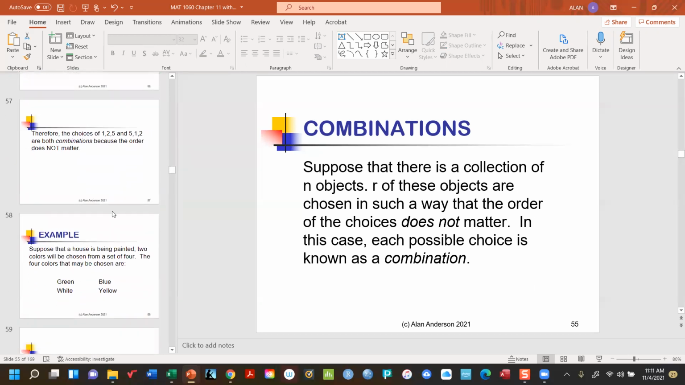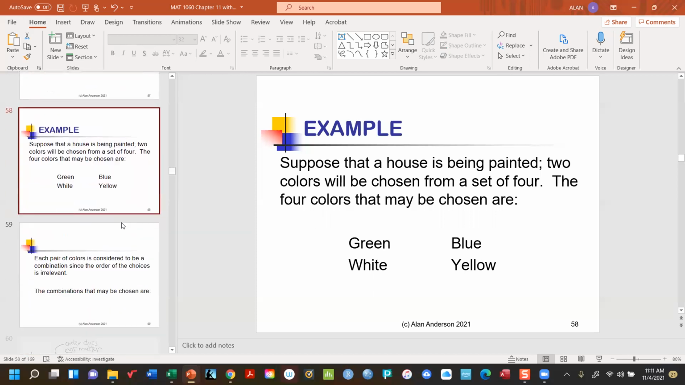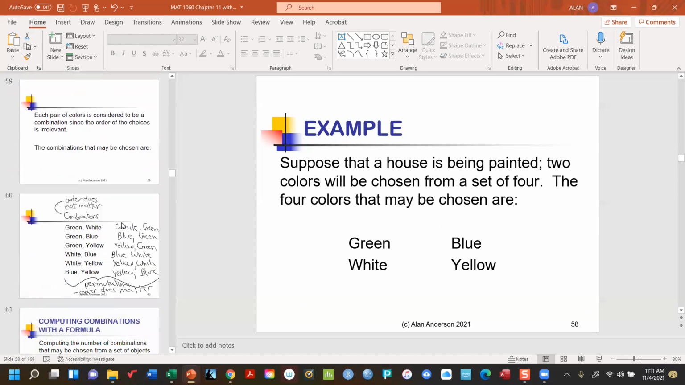And so here's another quick example. This is very similar to the one we just did. This time we're trying to paint a house, and we have to pick 2 colors. There's the 4. We have to pick 2. The order in which I choose them doesn't really make any difference. So in other words, if I pick green and blue, that is the same as blue and green. It means the same thing in this context. So how many ways can I choose the colors for my house?